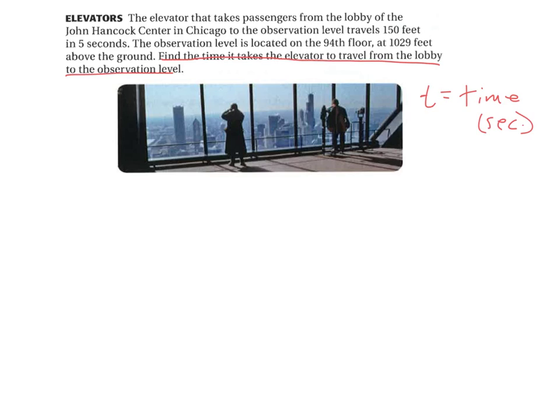All right. So we know that it travels 150 feet in 5 seconds. I'm going to box that information because that is important. That gives us a rate. And we know that the observation level is at 1,029 feet above the ground. Okay, so we can eliminate the rest of this information because we have the information we need boxed in. I don't need to know what floor it is because I know the feet.